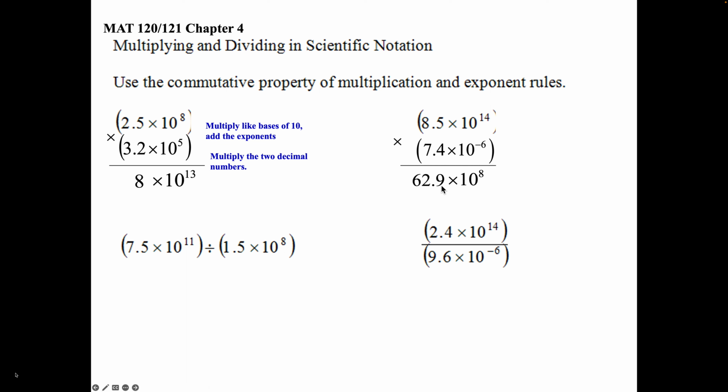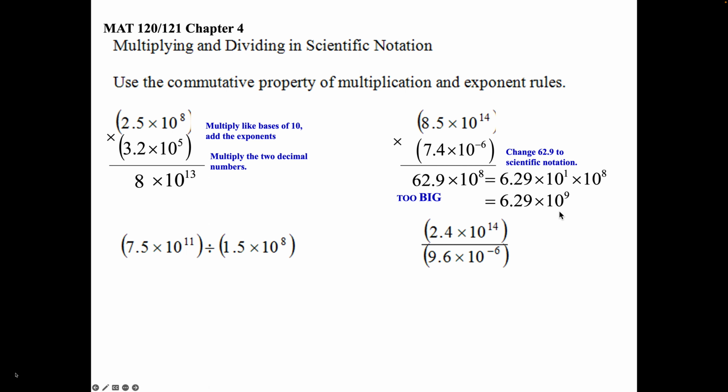This first number has to be between 1 and 10. It's too big. So this decimal point has to be bumped over here between the 6 and the 2. Well, that would make it 6.29 times 10 to the 1st times another 10 to the 8th. So this first part is 62.9 in scientific notation. Now multiply your base 10s, add the powers, 10 to the 9th.